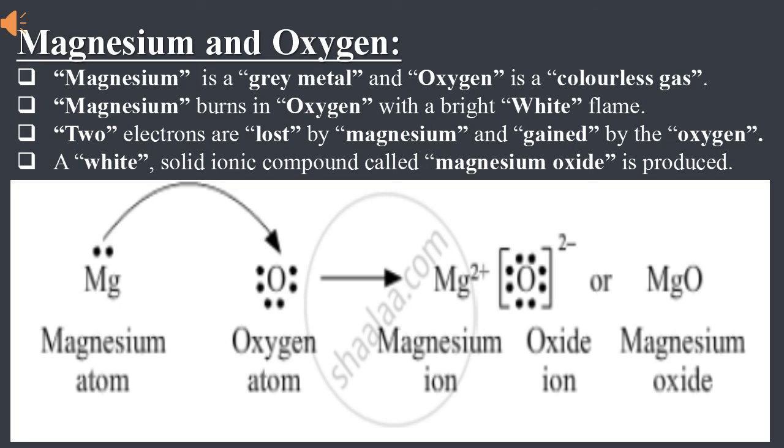Magnesium and oxygen. Dear students, magnesium is a gray metal, and oxygen is a colorless gas. Just remember that magnesium always burns in oxygen with a bright white flame. During this chemical reaction, 2 electrons are lost by magnesium and are gained by the oxygen. As a result, a white, solid ionic compound, called magnesium oxide, is produced.